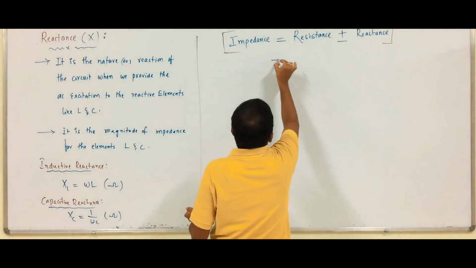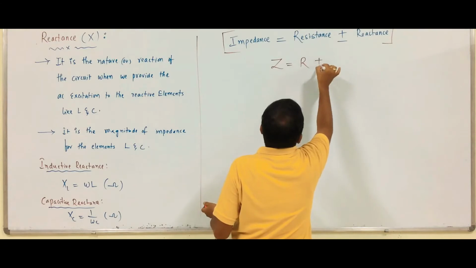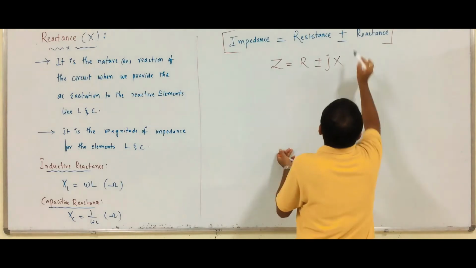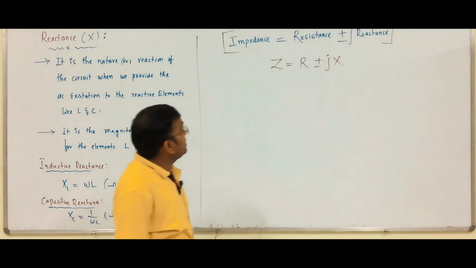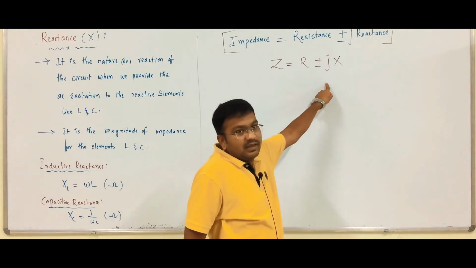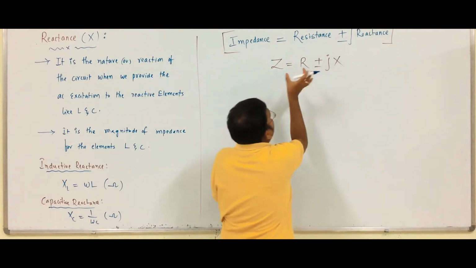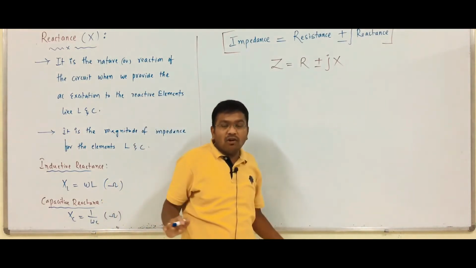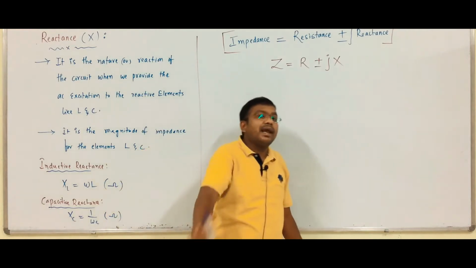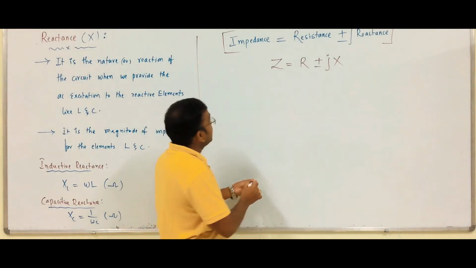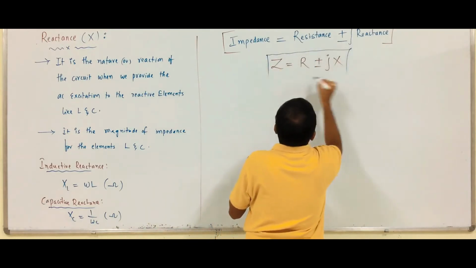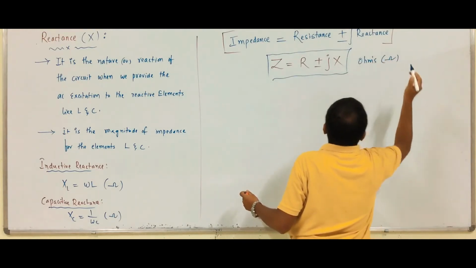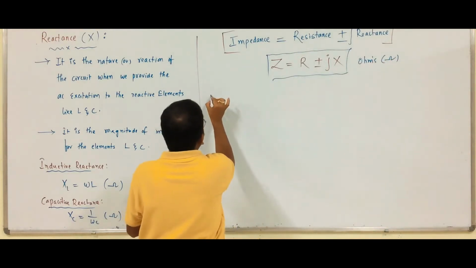So, Z is equal to R plus or minus jX. So, here we have to write j. What does this j represent? This is the reactive component. With respect to impedance, impedance is a combination of the active component as well as the reactive component, right. Ohms, that is it.